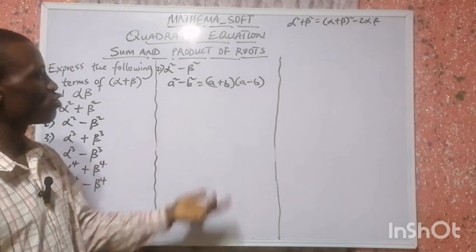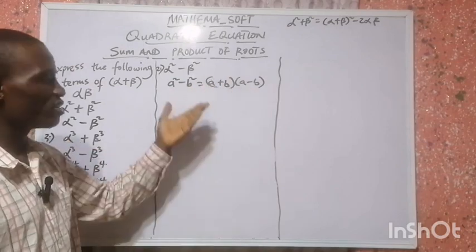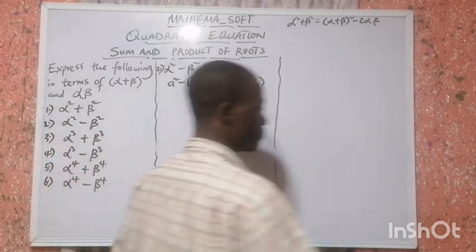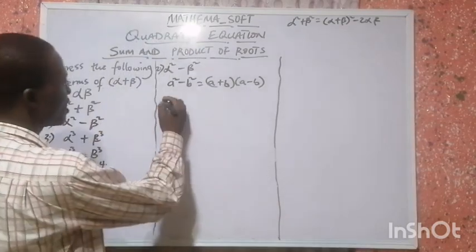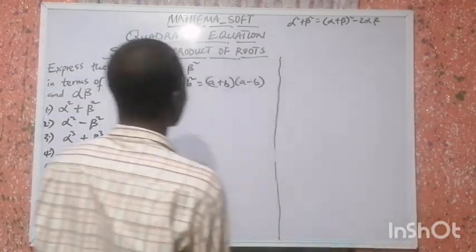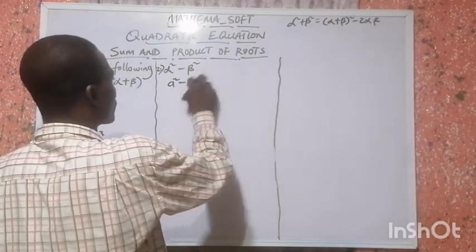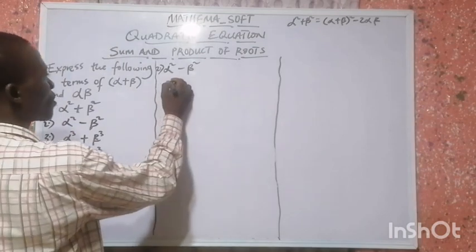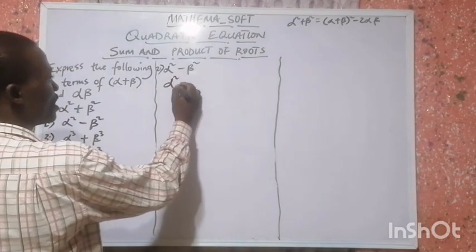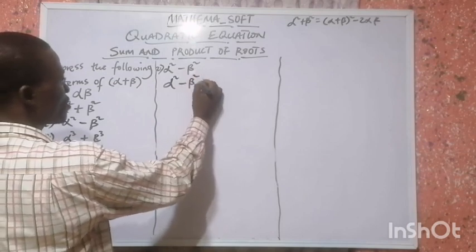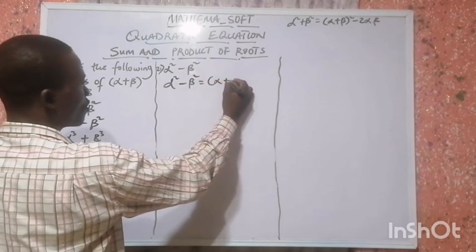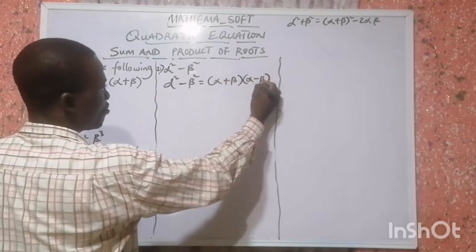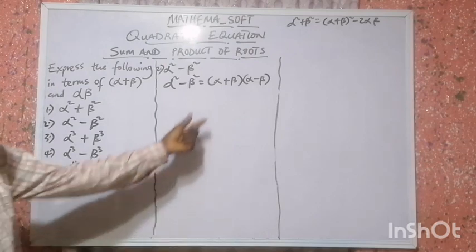So this is actually a difference of two squares, and we are going to solve it as a difference of two squares. So we can say that our expression will give us (alpha plus beta)(alpha minus beta). So this is what it will give us.